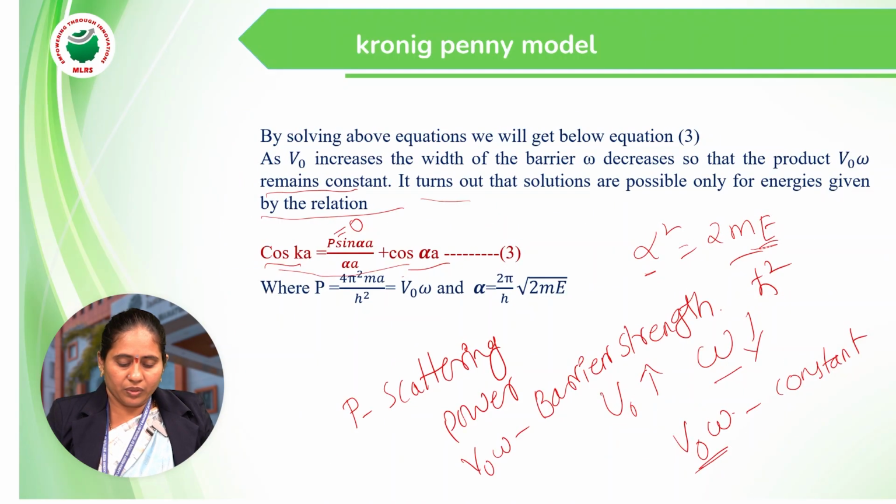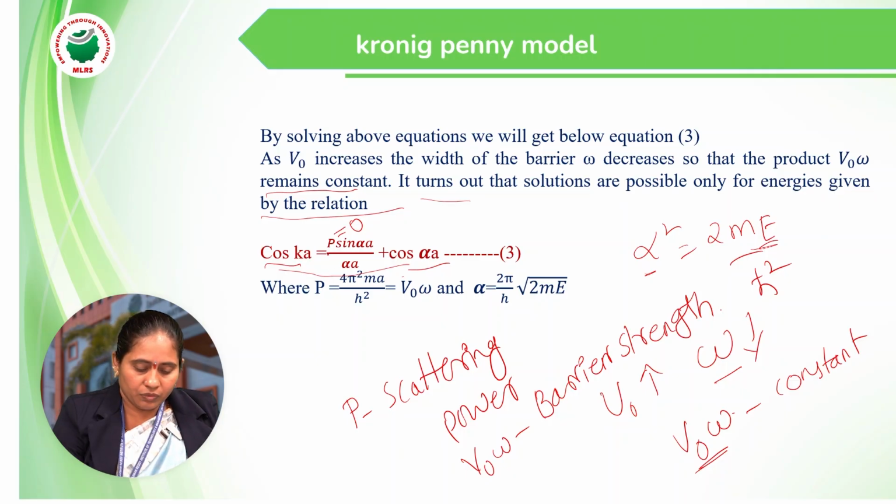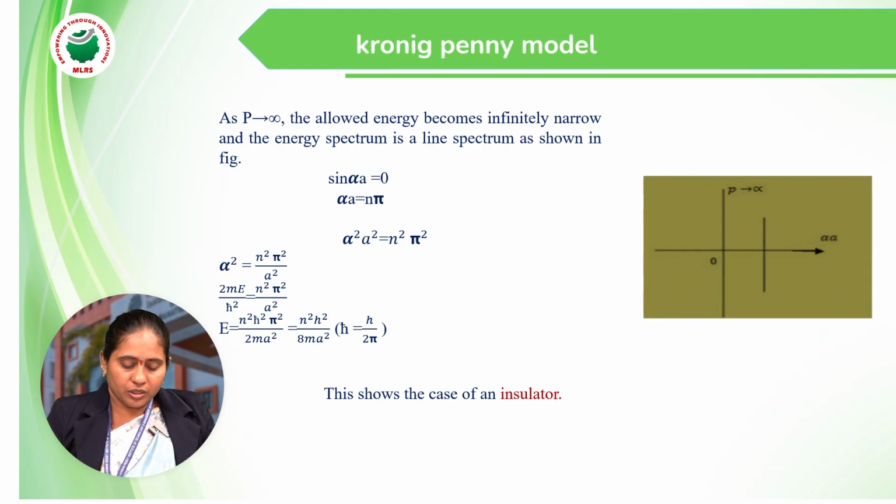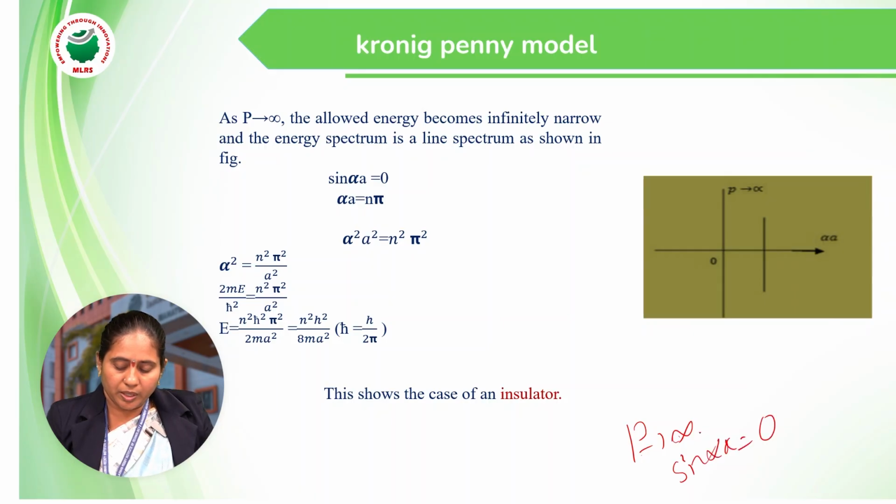If the P tends to infinity, sin alpha a should be 0. Otherwise, the value is infinity, undefined electron movement. So that's why if P tends to infinity, obviously sin alpha a should be 0. Otherwise, infinity multiplied by infinity will become infinity. So that's why the condition is that sin alpha a should be 0.